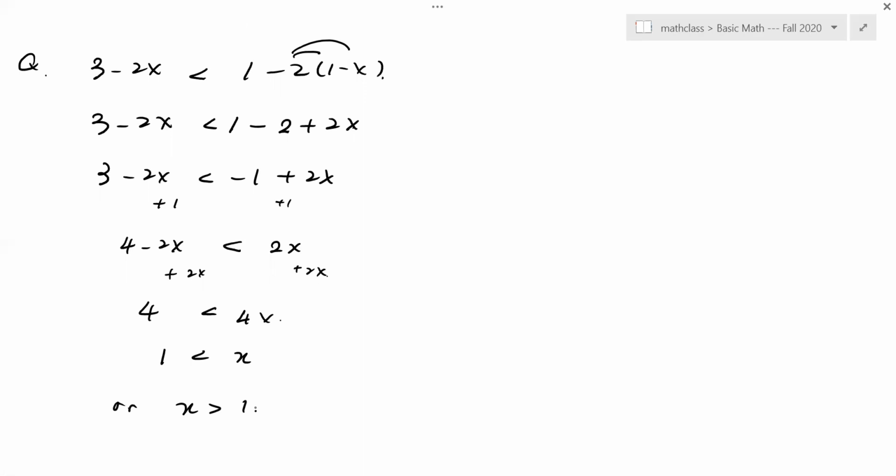Eric, can you double check your work? Yeah, x is greater than 1. Yeah, Rebecca, this time says x is less than 1.